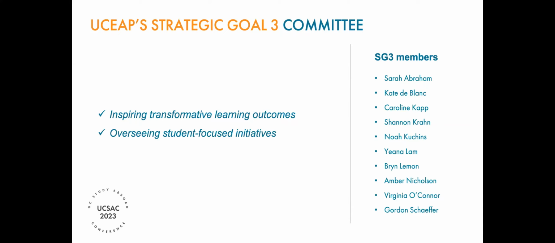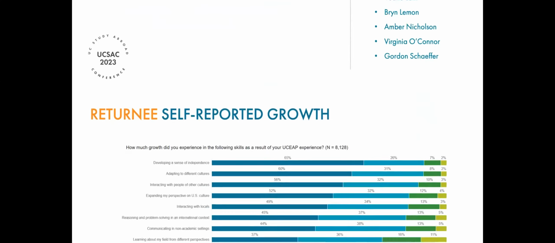A committee was formed under the strategic goal as a cross-functional team of UCEAP staff to collaborate and propose strategies that integrate student learning outcomes throughout the students' program experiences. This committee is also charged with recommending initiatives to integrate learning into the abroad experiences in pre-departure, during the abroad phase, and in reentry. So you might be wondering, why did we start with reentry first?